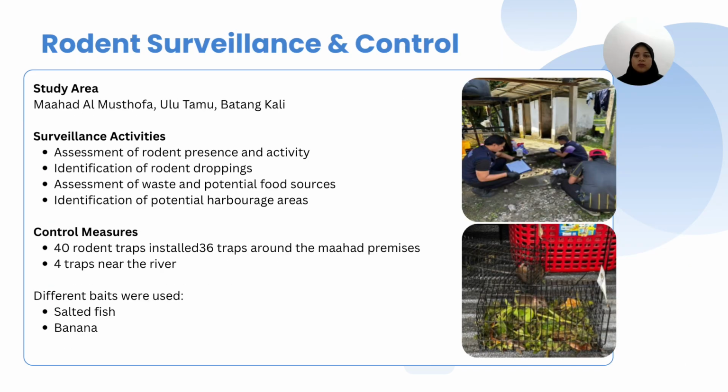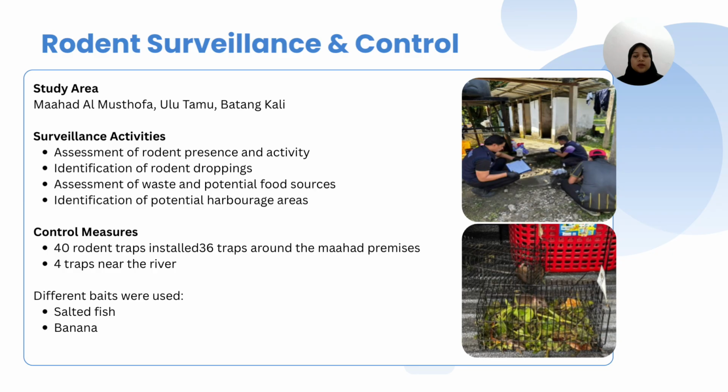Next, I was exposed to rodent surveillance and control activities at Ma'had Al-Mustafa, Ulu Tamu, Batangkali. The activity began with an assessment of rodent presence and environmental conditions that could support rodent activity. Several indicators, including rodent droppings, improperly managed waste, and potential accessible food sources were identified during the inspection.